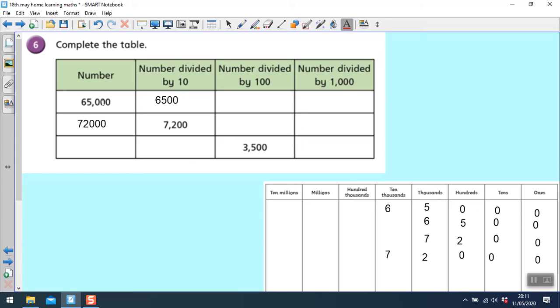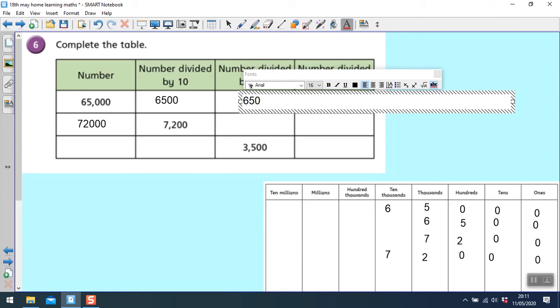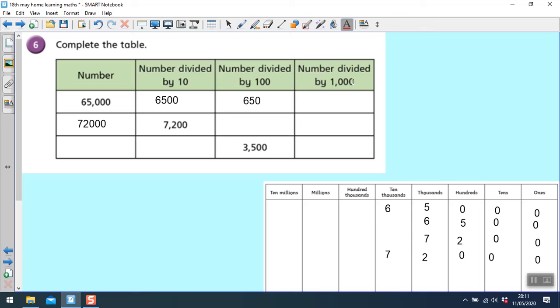So 65,000 divided by 100, that's moving 2 places to the right, getting smaller, or it's moving 1 more place to the right from this number. That's 6,000 is going to become 600, and then the 50. If I divide by 1,000, I can jump 3 places to the right from this number, or 1 more place to the right from this number. Because to divide by 10, you move 1 place. To divide by 100, you move 2 places. And to divide by 1,000, you move 3 places.